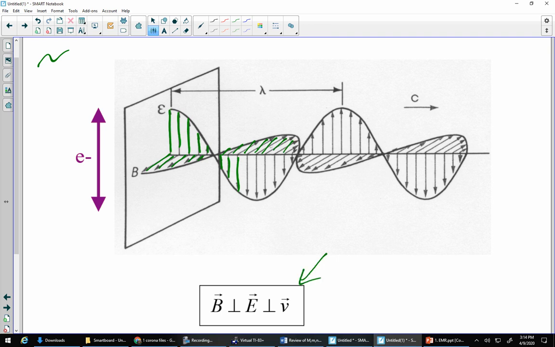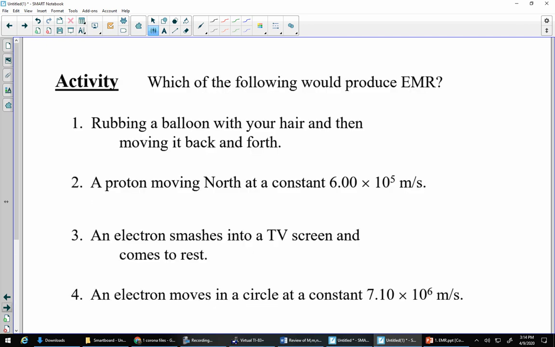And the magnetic field, the electric field, and the velocity all at 90 degrees to each other. Cool. I hope that made sense, even though I kind of blundered my way through it. So what Maxwell says, the key to EMR is an accelerating charge.